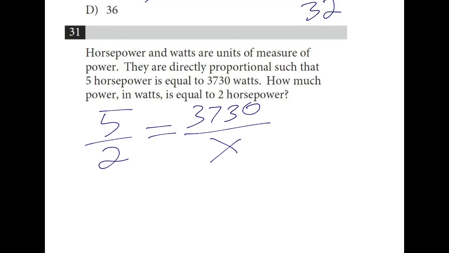For 31, horsepower and watts are units of measure of power. They are directly proportional such that 5 horsepower is equal to 3,730 watts. How much power in watts is equal to 2 horsepower? So I can set these up as a proportion, cross multiply and divide. So if I take 3,730 times 2 divided by 5, X is 1,492.